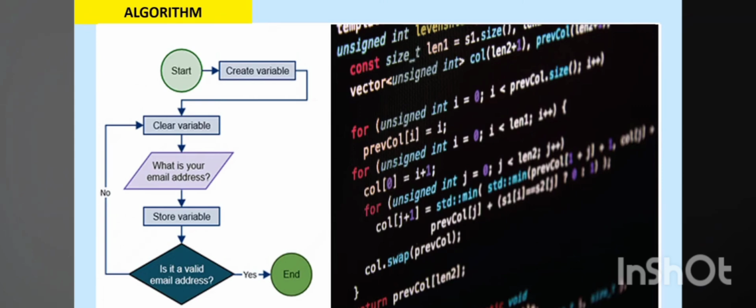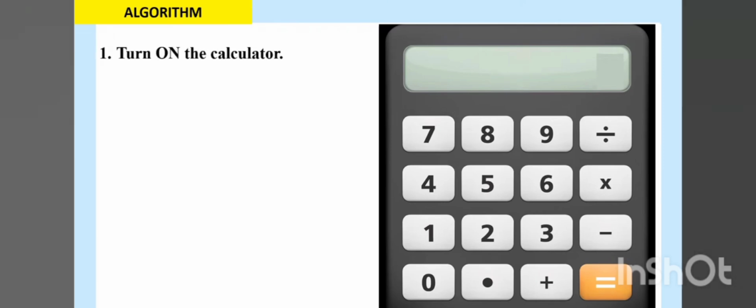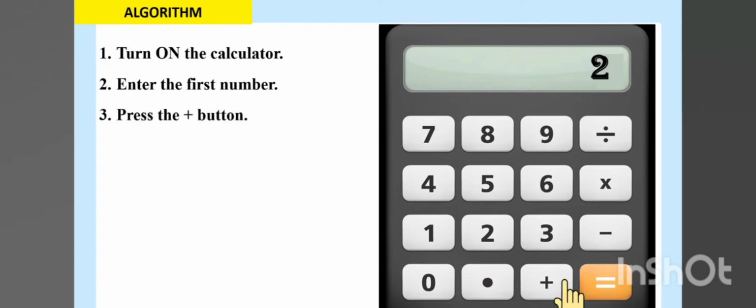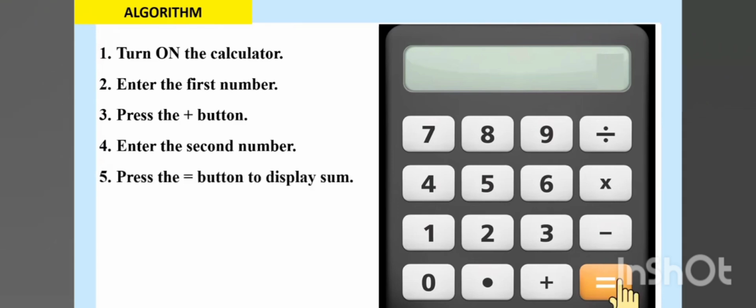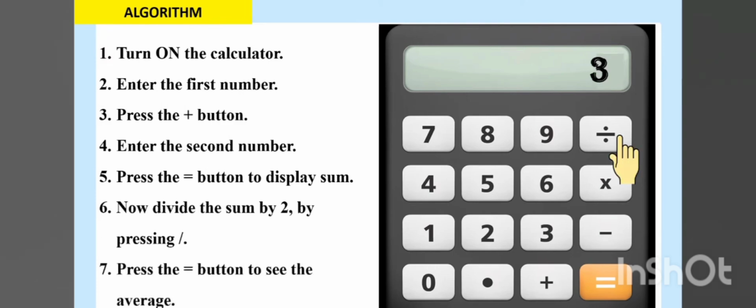Let's see an algorithm to calculate the average of 2 numbers. Turn on the calculator. Enter the first number. Press the plus button. Enter the second number. Press the equals button to display the sum. Now divide the sum by 2, by pressing the / or divide button. Press the equals button to see the average.